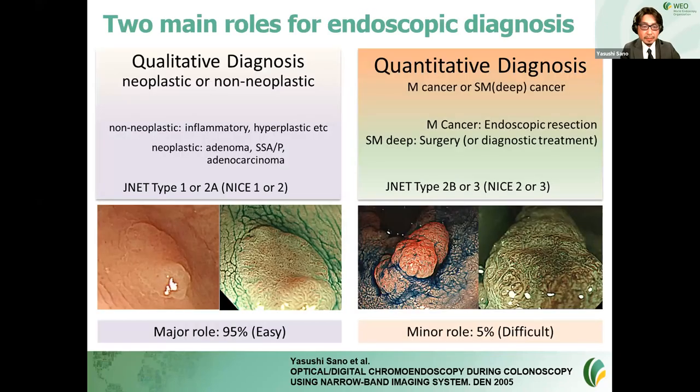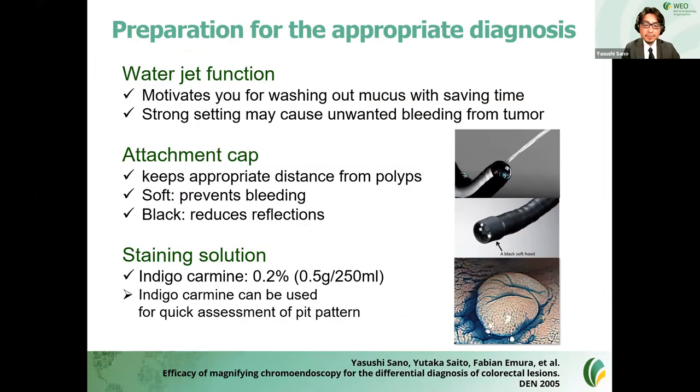As you know, in colonoscopy there are two main roles. One is a major role, more than 95%: qualitative diagnosis between neoplasia or non-neoplasia. I think this is a little bit easy under the colonoscopy. But the other side, I think maybe less than 5%, is qualitative diagnosis, estimating depth of invasion. It means mucosal invasive cancer or submucosal invasive cancer. This is slightly difficult. I will explain how to assess or characterize such lesions.